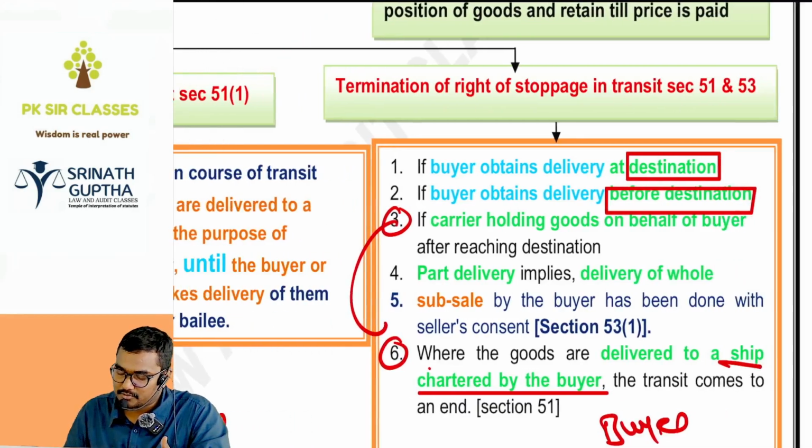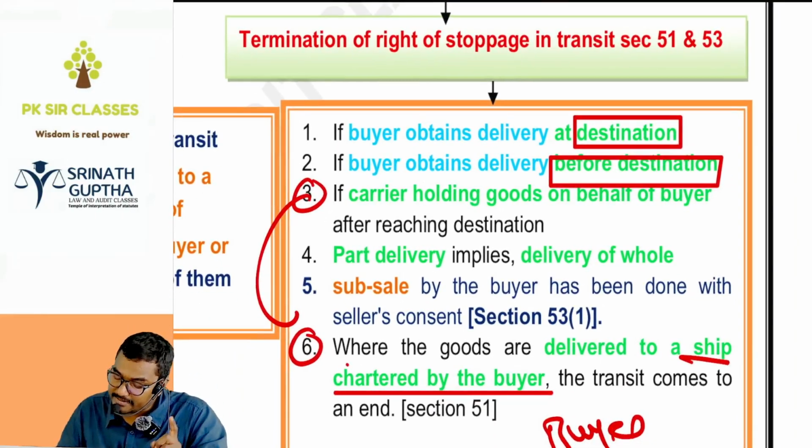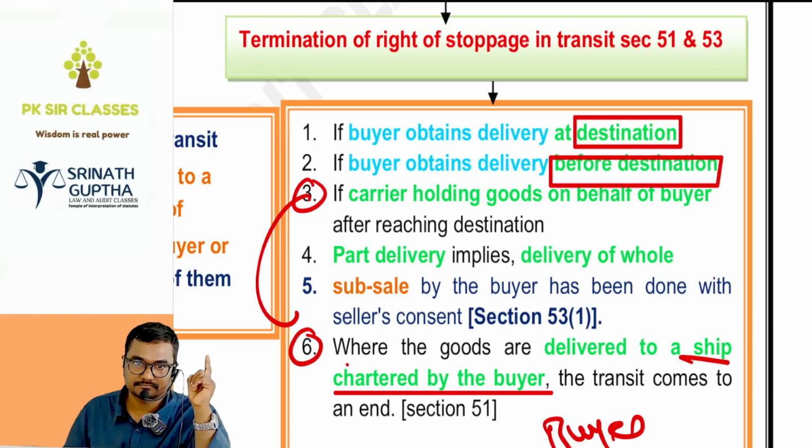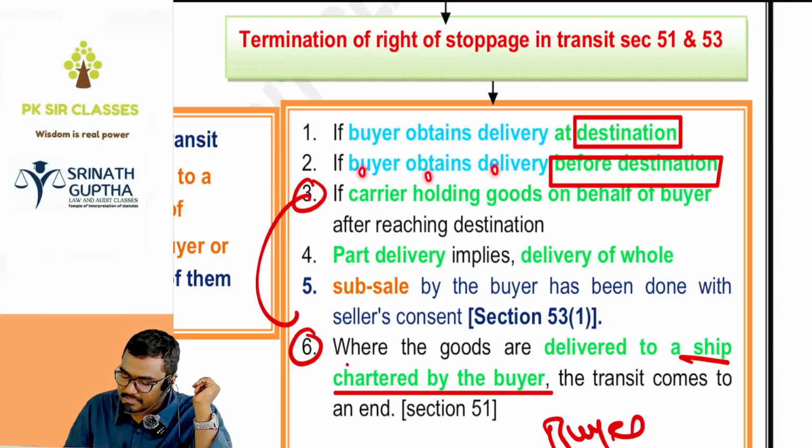Transit comes to an end when the buyer obtains delivery at the destination. When the goods reach Vizag and the buyer takes delivery of the goods, this right will be lost, because this right can be exercised only while the goods have left the seller and not reached the buyer, or the buyer obtains delivery before the destination.